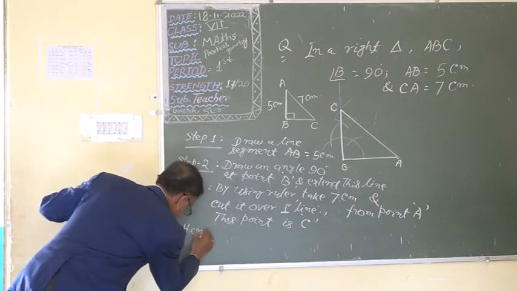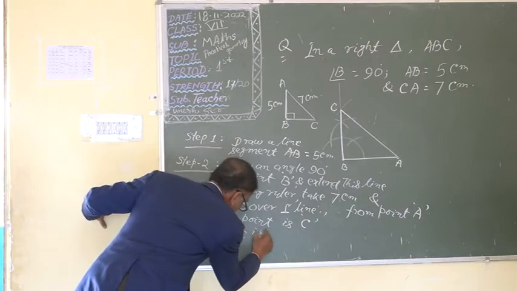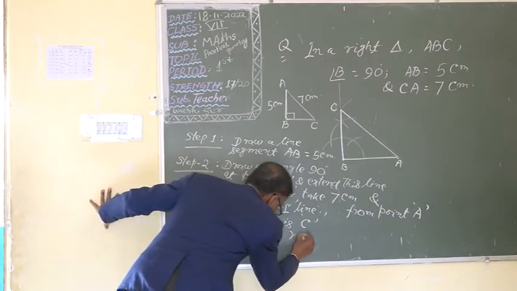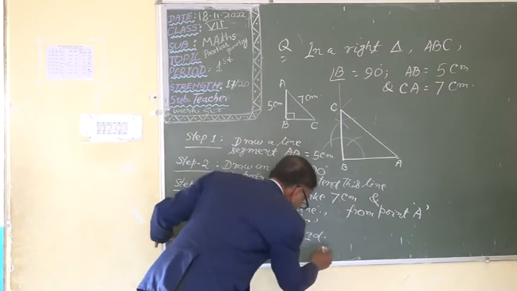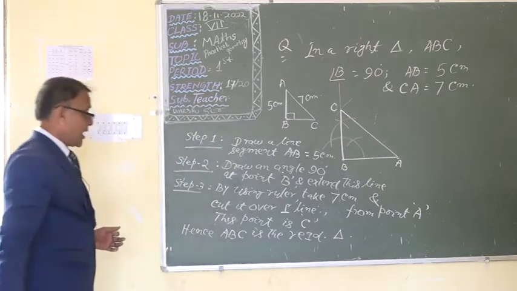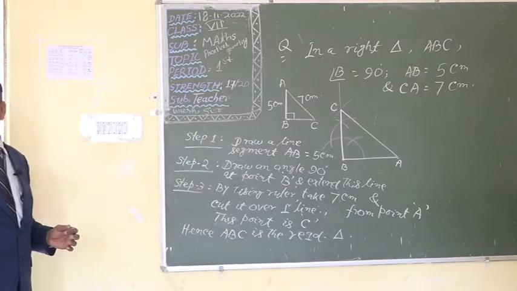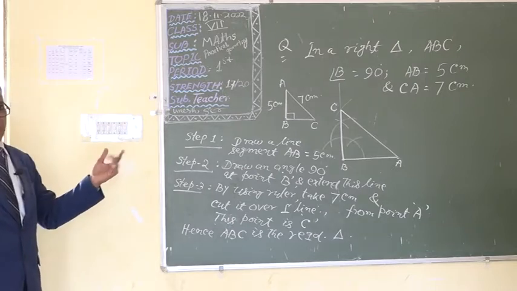Hence, ABC is the required triangle, shortly I have written REQD. Required triangle. Hence, ABC is the required triangle. These are the steps of this construction.